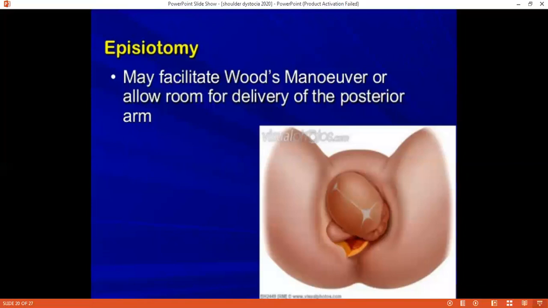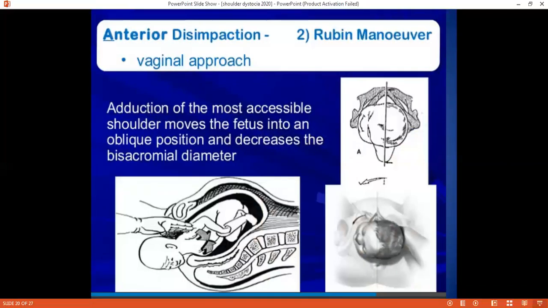If the baby is not delivered, now I will do episiotomy to facilitate the internal maneuvers. Internal maneuvers, anterior disimpaction, Rubin maneuver. Here I introduce a finger vaginally to the anterior shoulder and I press on the posterior aspect to disimpact this shoulder from the pubic bone. Okay, this is Rubin maneuver. With gentle traction, the baby can deliver.